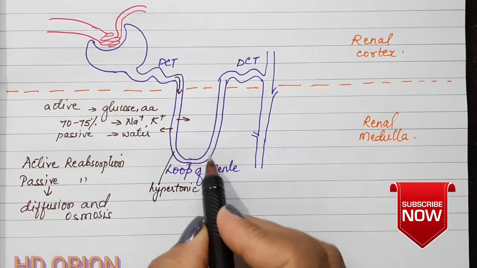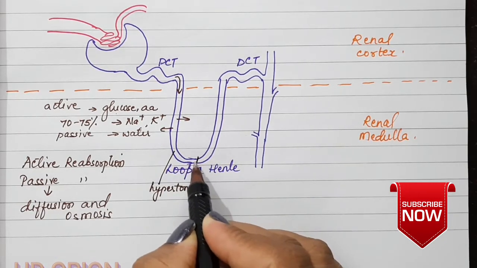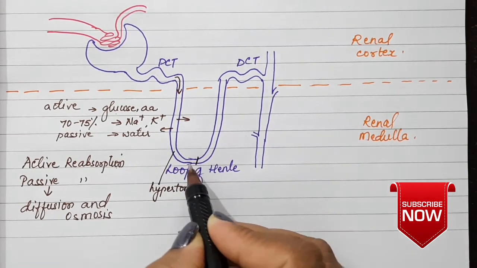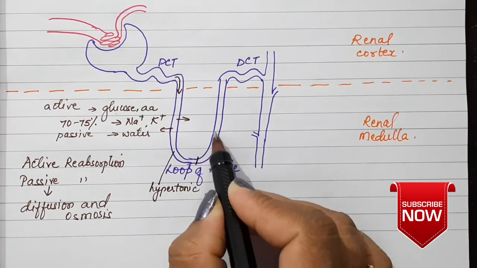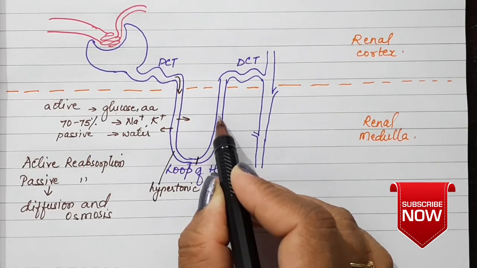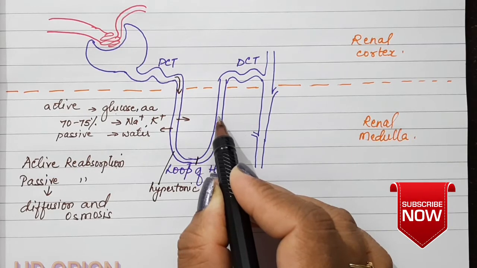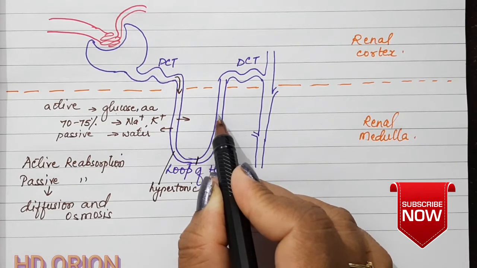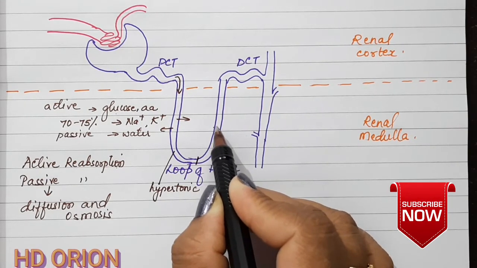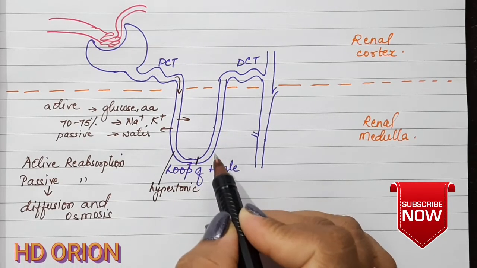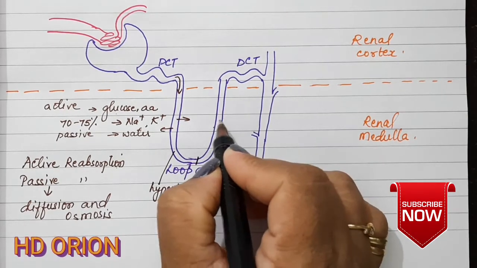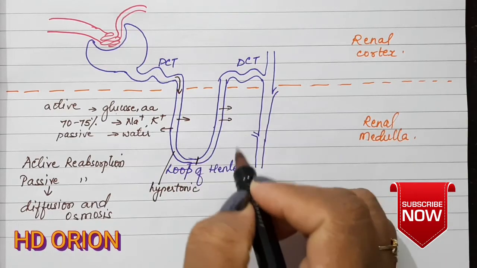So till here, the limb is quite permeable, but after that, when it moves into the ascending limb, the filtrate does not lose water at all. In fact, it becomes isotonic because the walls of the ascending limb become impermeable to water. So here only the ionic absorption takes place.